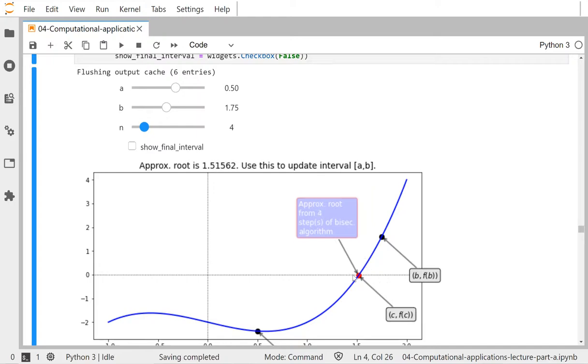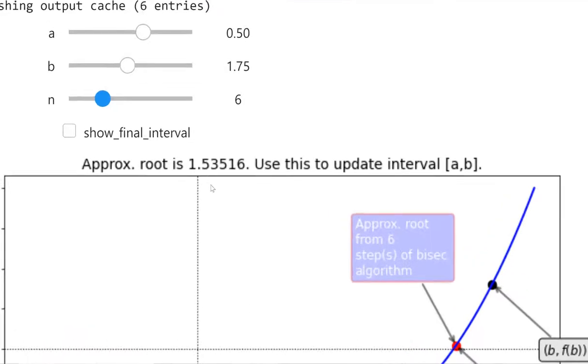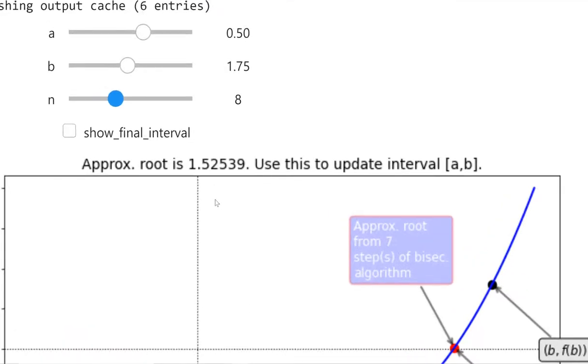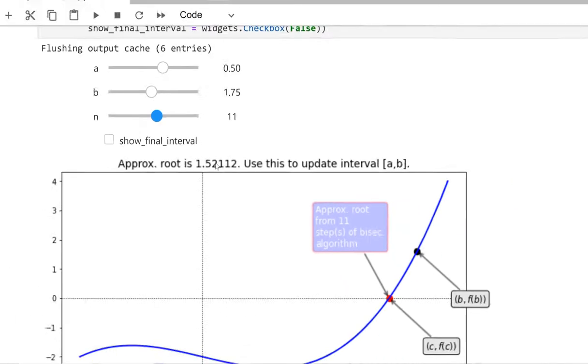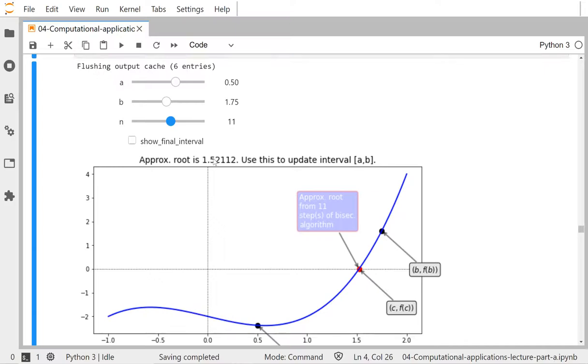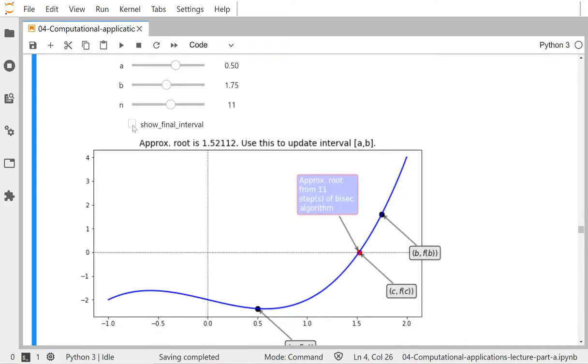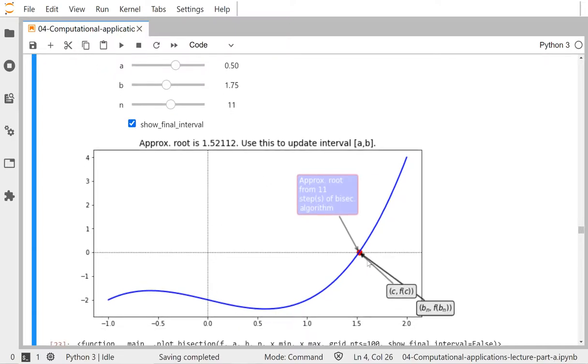At the 4th step, boy, it's so close to 1.521. It's 1.515. It's very close now. And then you just start looking at these slight changes in the values as you keep iterating. It's getting closer and closer, settling down to that 1.521 value. So you can play with this. And now if you click on show final interval, it shows how the interval is so small now you can't even really distinguish the a and b values.